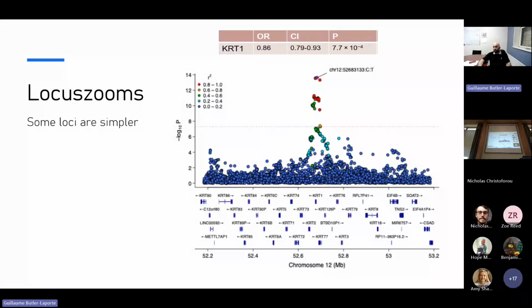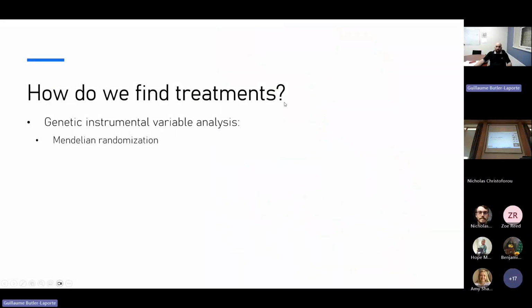So basically what this is telling you is that if you could target keratin somehow, you might have a chance to affect the risk of dermatophytosis. But still, the bottom line here is that things aren't always as easy, and a lot of times you need to do a lot of downstream analysis. And so this is the next step, the most technical part of the talk.